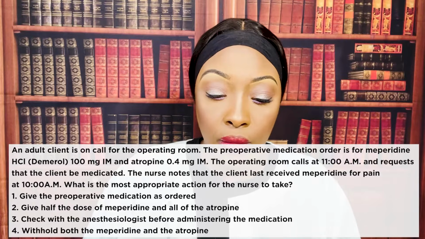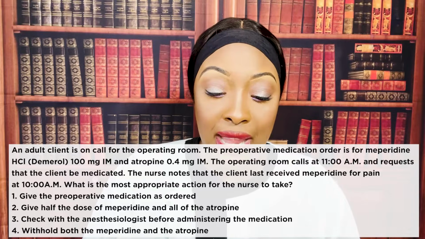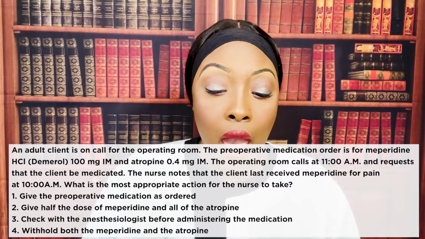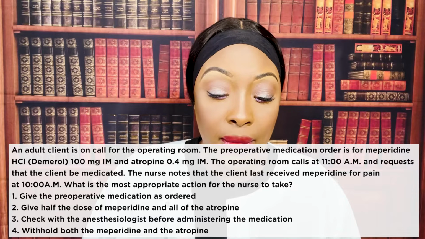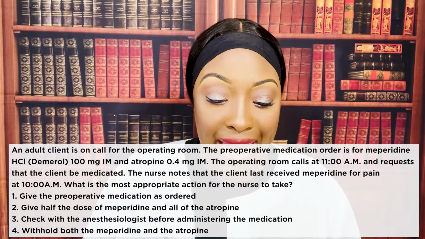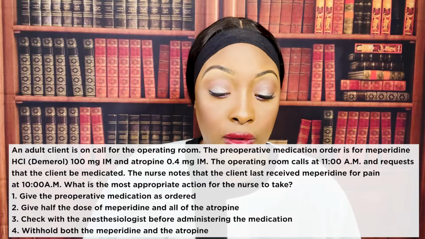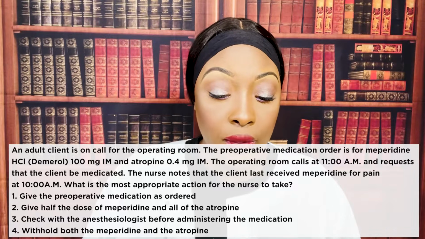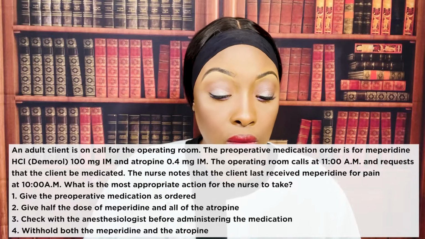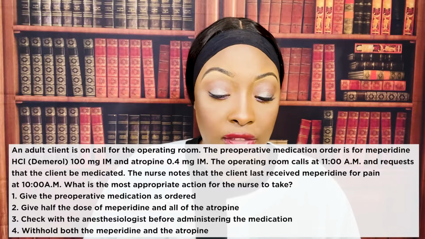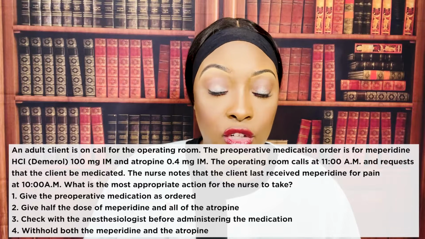Moving on. An adult client is on call for the operating room. The pre-op medication orders for meperidine, that's your Demerol, 100 milligrams IM, and atropine, 0.4 milligrams IM. The operating room calls at 11 a.m. and requests that the client be medicated. The nurse notes that the client last received meperidine for pain at 10 a.m. What is the most appropriate intervention for the nurse to take? 1. Give the pre-op medication as ordered. 2. Give half the dose of meperidine and all of the atropine. 3. Check with the anesthesiologist before administering the medication. Or 4, withhold the meperidine and the atropine.